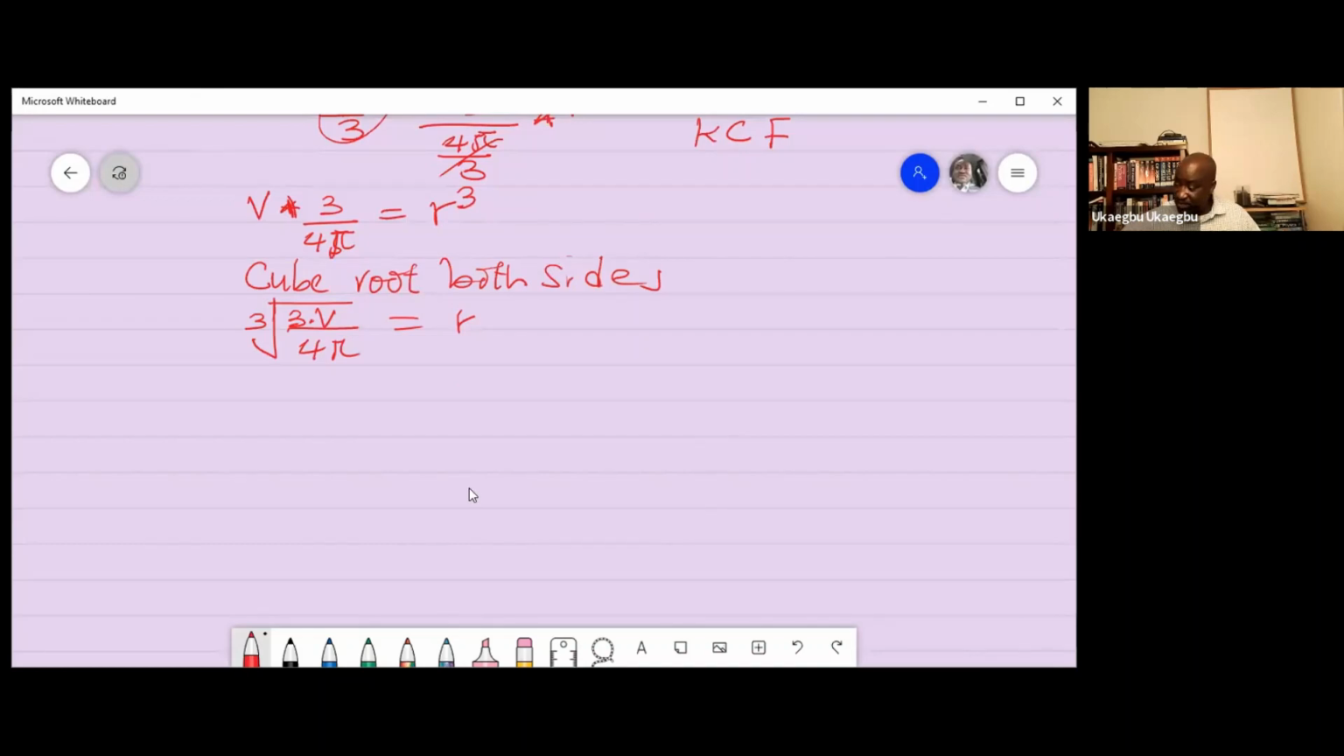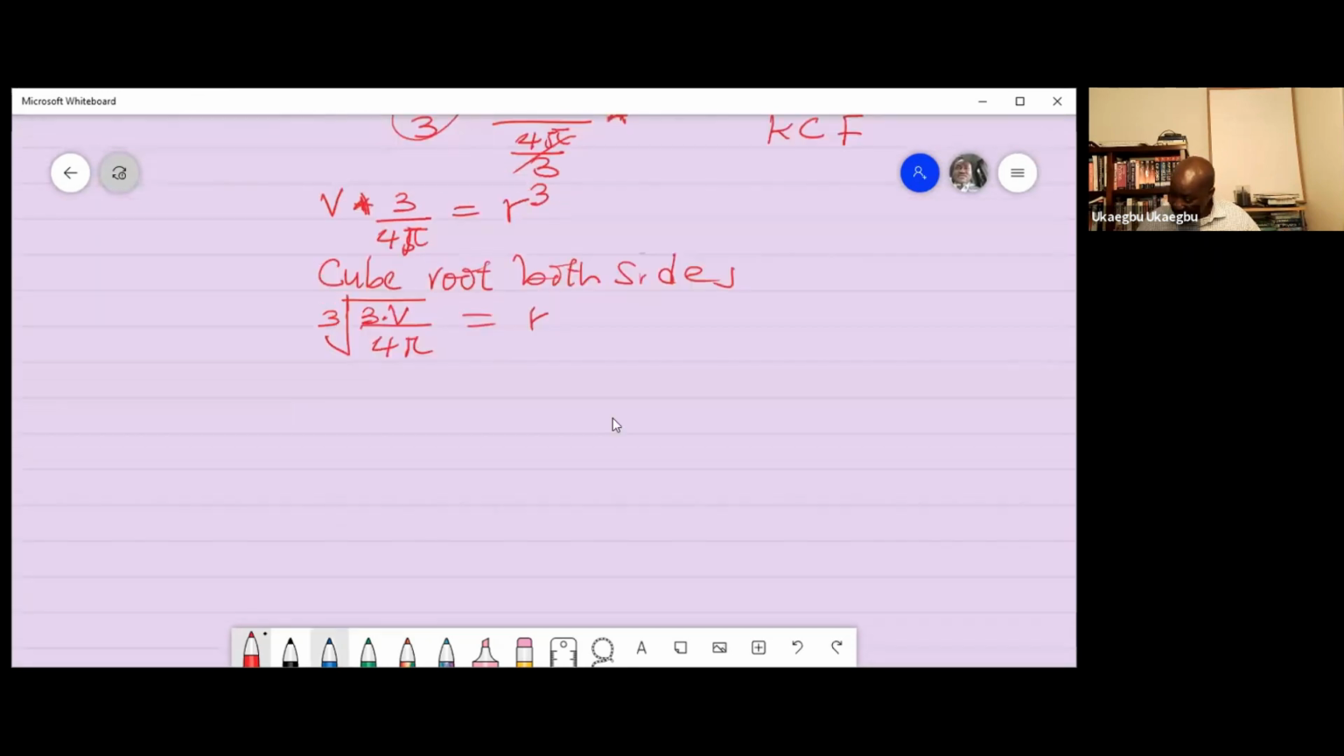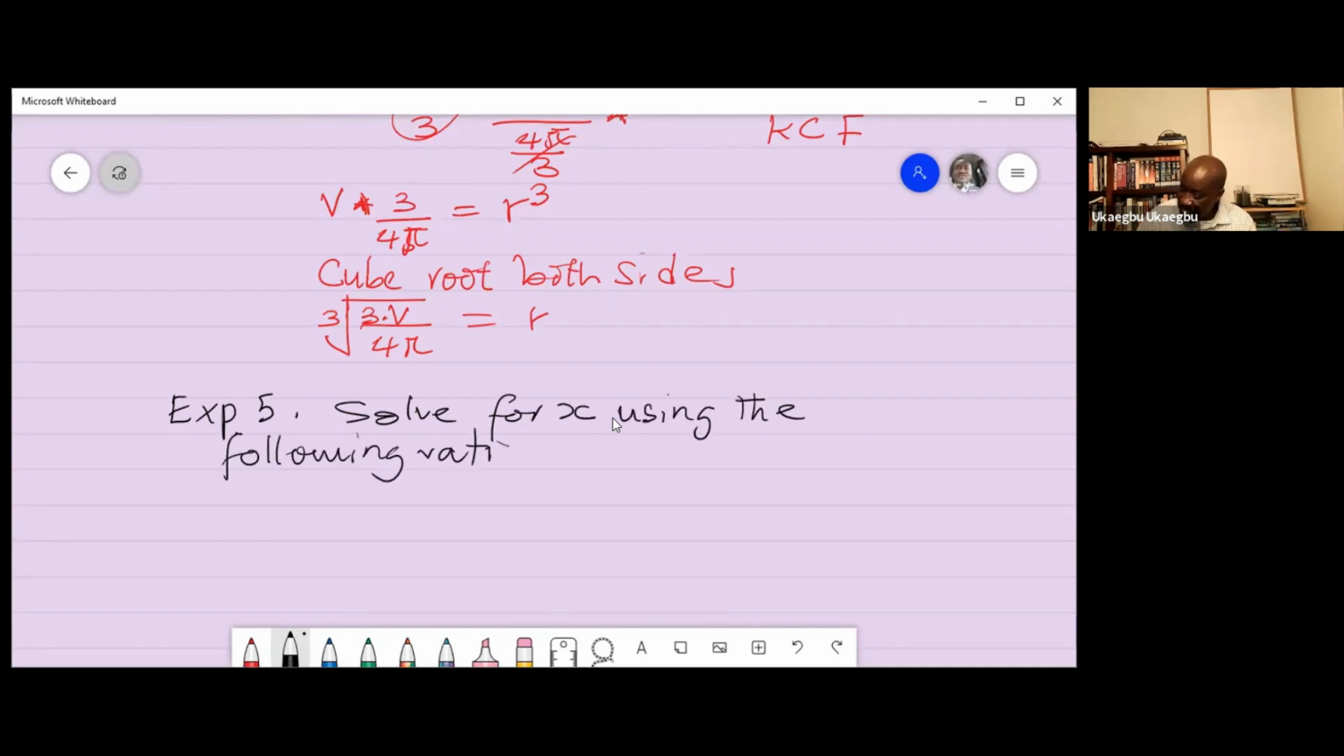So now let's do another example. Example, is it example 4 or 5? Example what? Solve for x using the following rational equation. They can also say the same question can be asked.